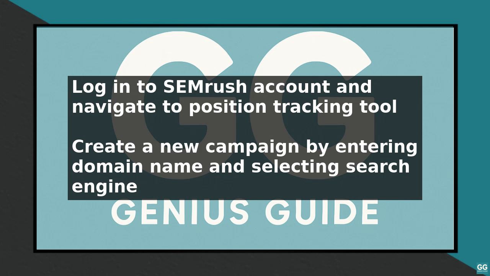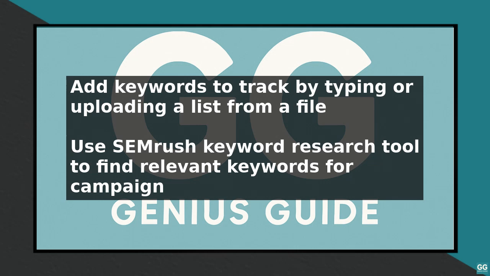First, you need to create a new campaign by clicking on the Setup button and entering your domain name. Then, select the search engine and device type you want to track, such as Google and desktop.